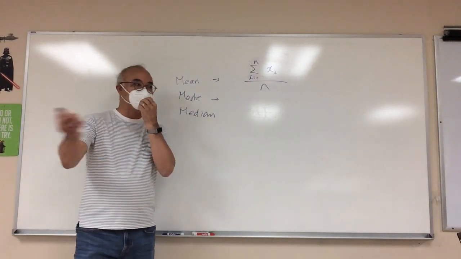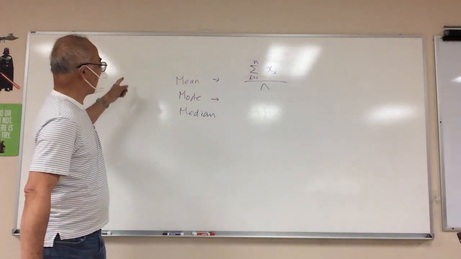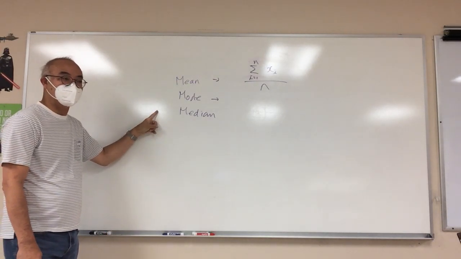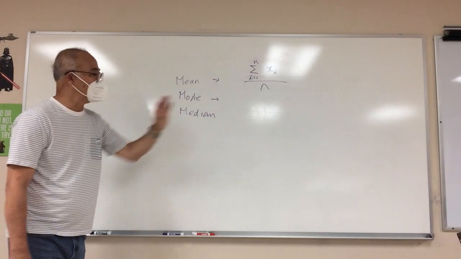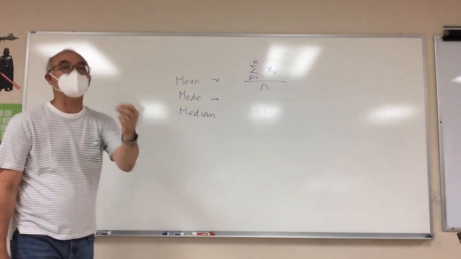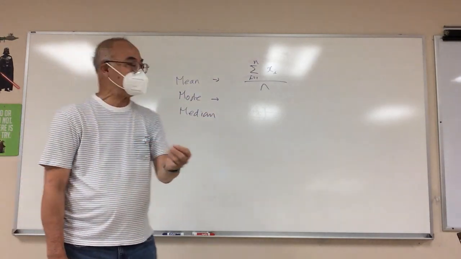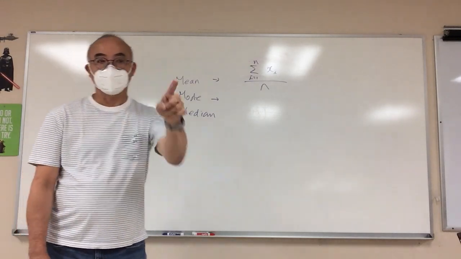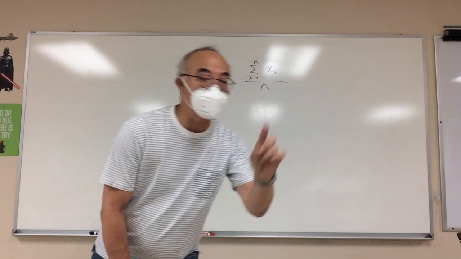So if I had 70 of your tests and 3 were 95, and then there was 90, something else, whatever, the mode would be 95 because it showed up the most. Okay? That's the mode. Median? Middle number. That's the middle number.